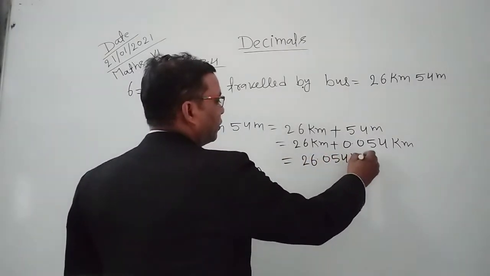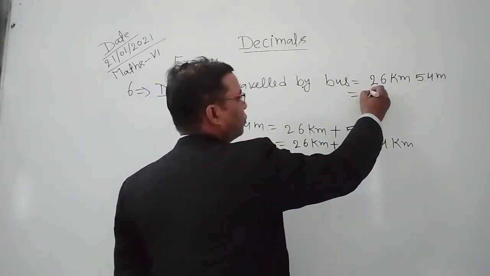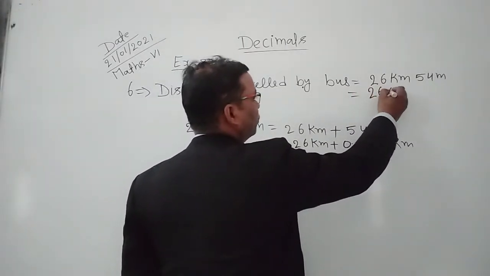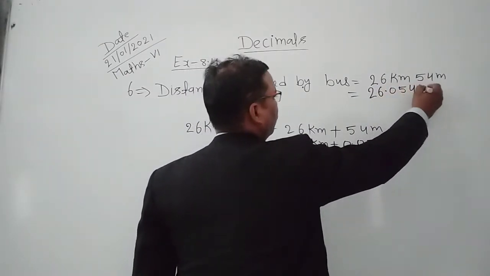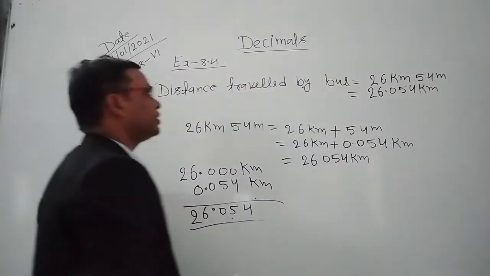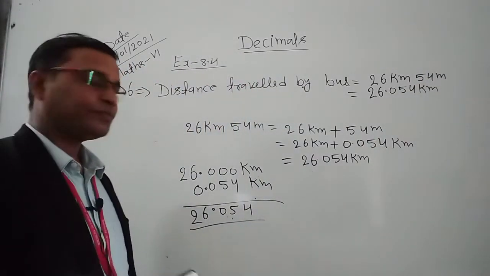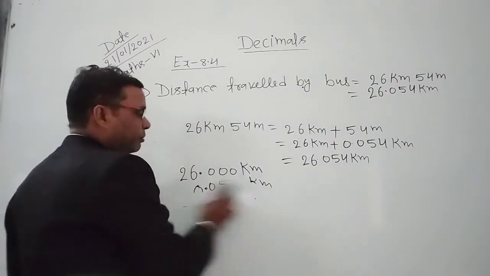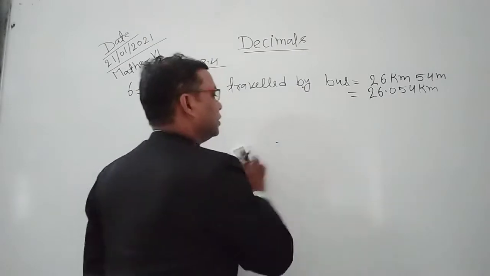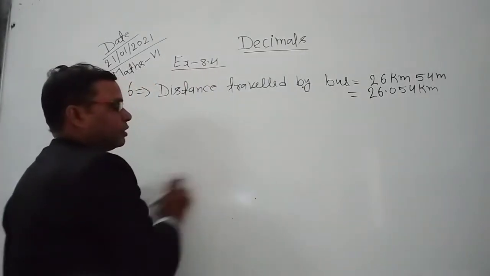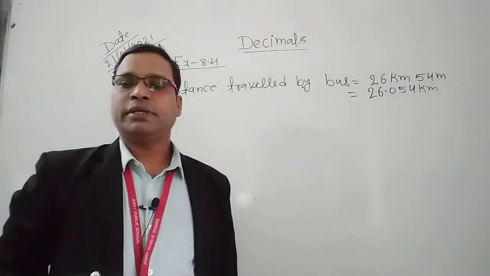You can write it 26.054 kilometers. So here this is equal to 26.054 kilometers. This is the distance traveled by bus. This is clear? Now, also this is given: the distance traveled by car.